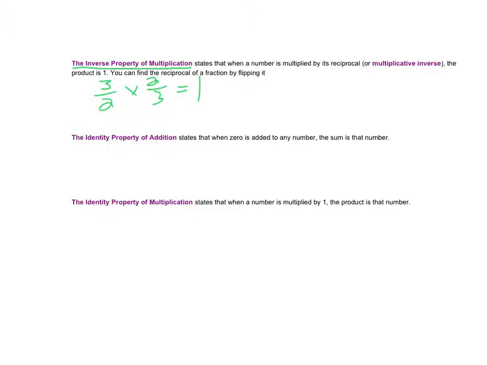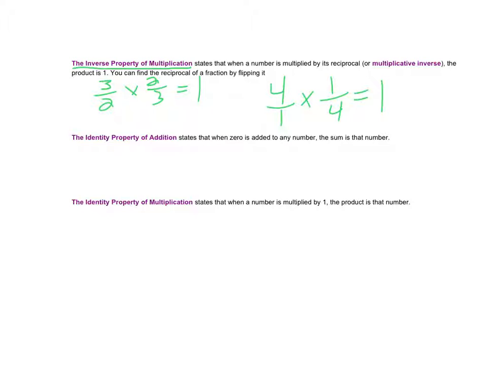But what happens when it's not a fraction? Let's say it's a 4. What's the multiplicative inverse of 4? Well, you can imagine 4 as being a fraction of 4 over 1. So if I flip that, I would get 1 over 4. And now I multiply those two together and I get my 1.